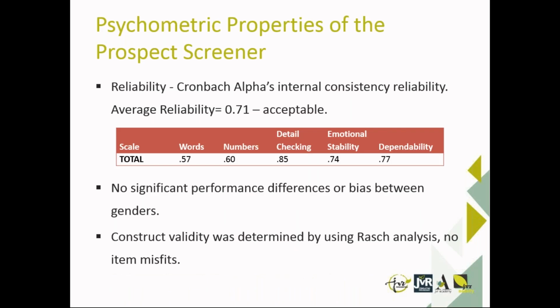If we look at the psychometric properties of the prospect screener, reliability of Cronbach Alpha's internal consistency reliability was 0.71, which is acceptable for a screening tool such as this, given that with this tool alone, no decision-making will be made. It's just a screening tool. No significant performance differences or bias was seen between the genders, and construct validity was also determined by using Rationale, showing no item misfits.